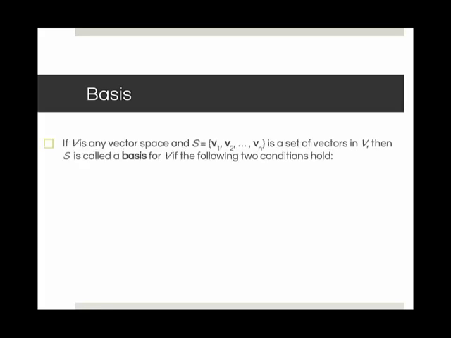Now, taking what we just reviewed with linear independence and spanning, let's take a look at basis. If V is any vector space and S is a set of vectors in V, then S is called a basis for V if the following two conditions hold. S has to be linearly independent and S has to span V. So let's look at an example.